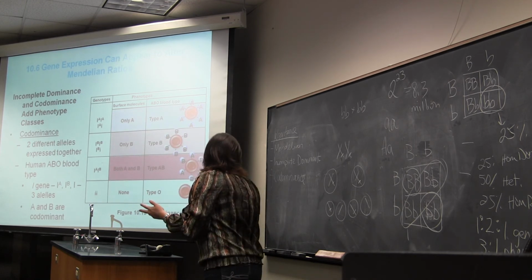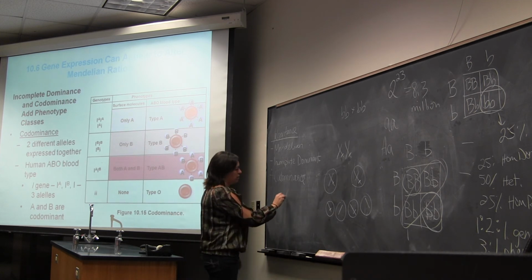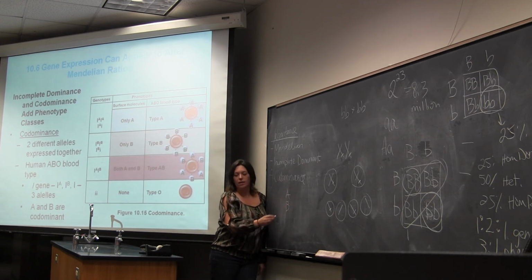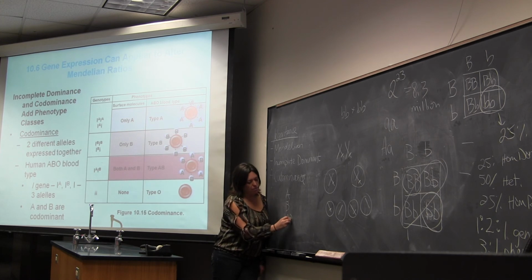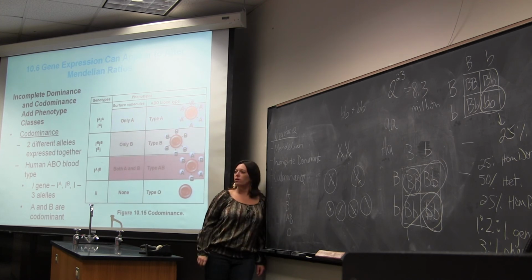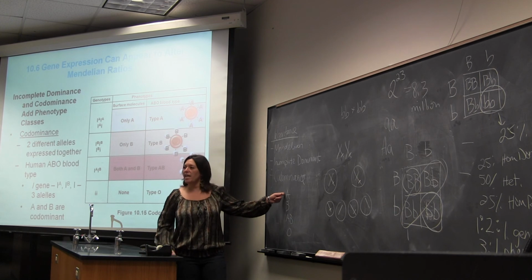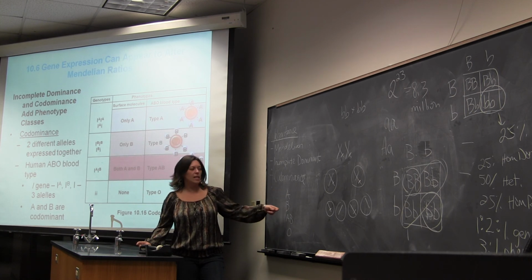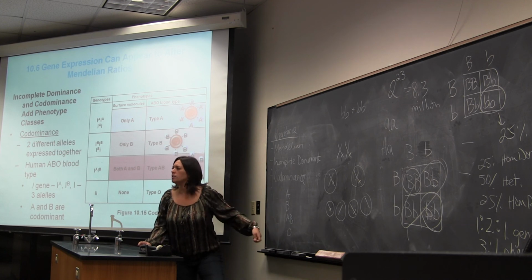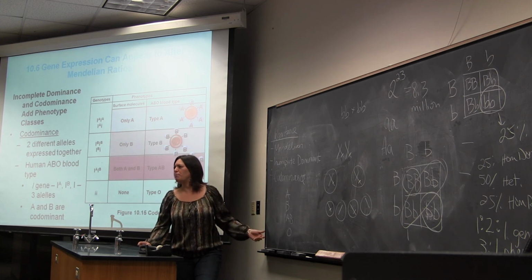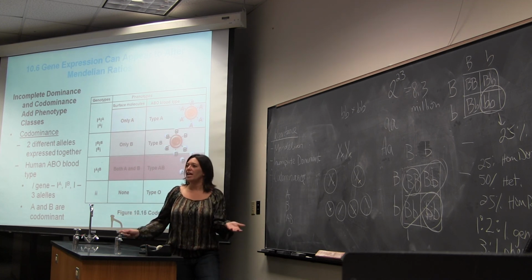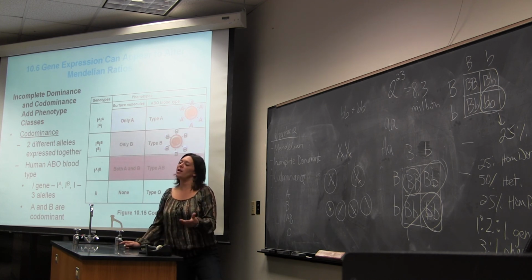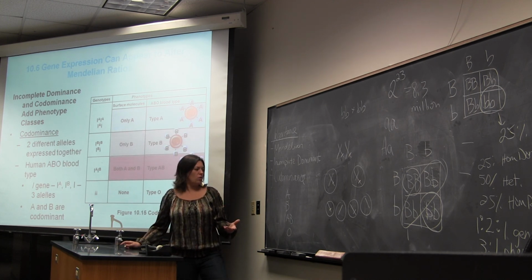You know, there are four different blood types, right? You can be A, you can be B, you can be AB, or you can be type O. Now, the A allele is a dominant allele, but so is B. It's not like there are more type A's than type B's because A is dominant and B is recessive. They're both dominant. It just depends on what you inherit from your parents.